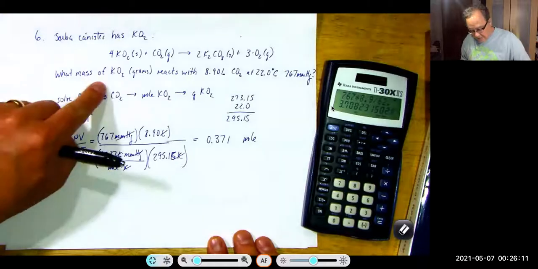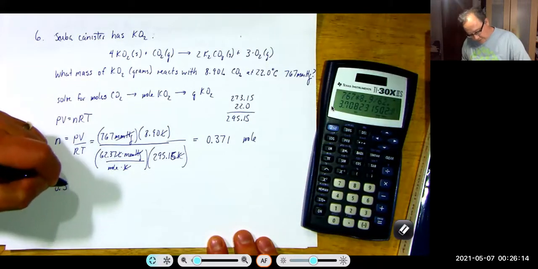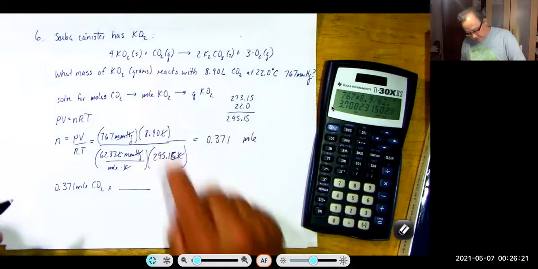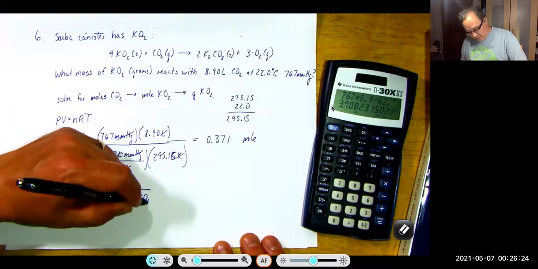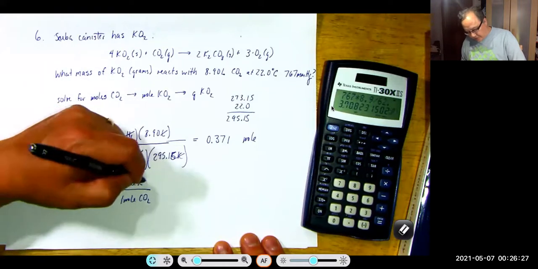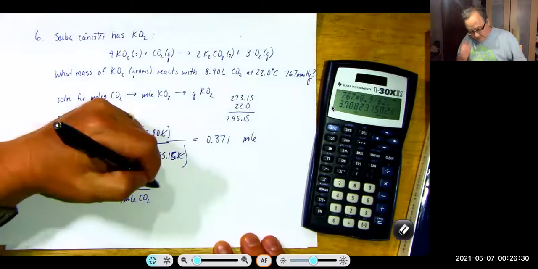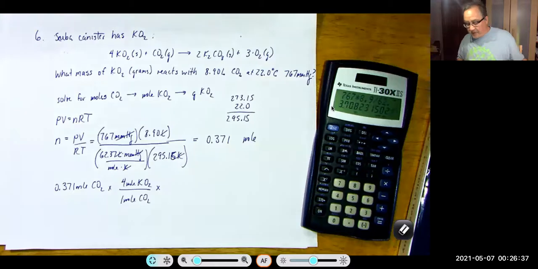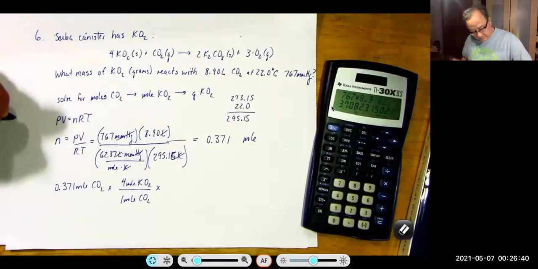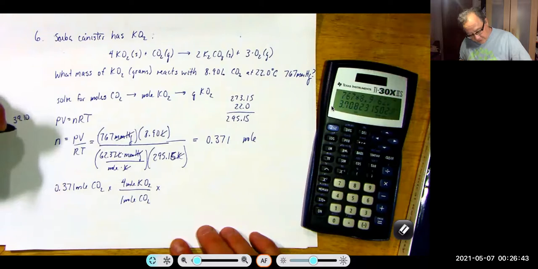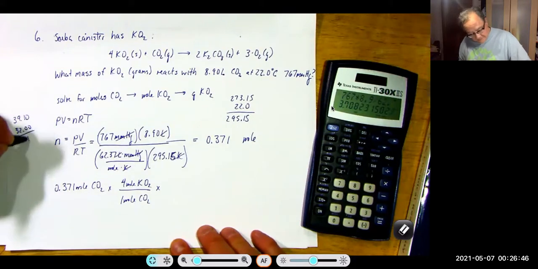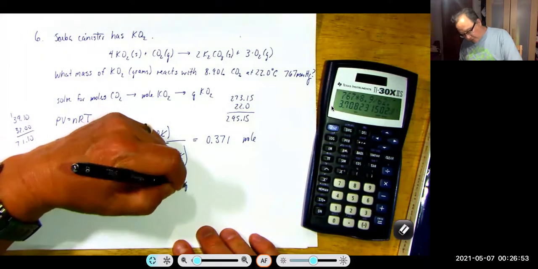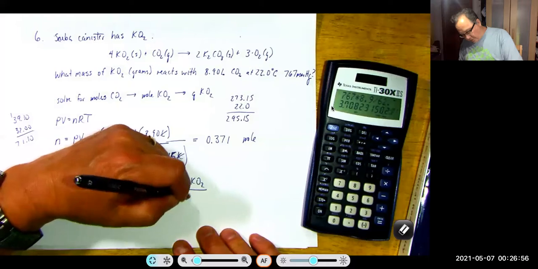So to get the mass of KO2, I'm going to take my 0.371 moles of CO2, multiply by 1 mole of CO2 on the bottom, and 4 moles of potassium superoxide. And then I want to multiply by the molar mass of potassium superoxide. So how much does a potassium weigh? It weighs 39.10. 2 oxygen weighs 32.00 for a total of 71.10. So times 71.10 grams of the superoxide per 1 mole of the superoxide.